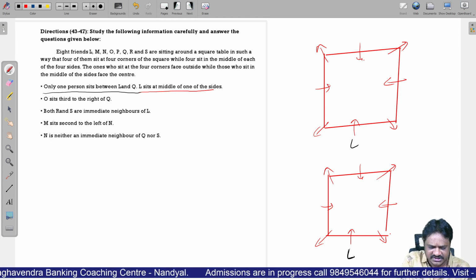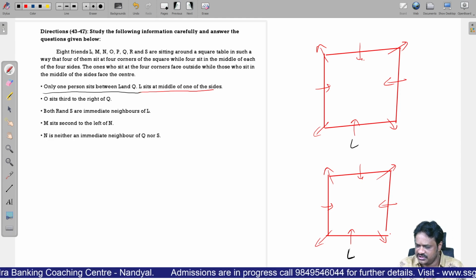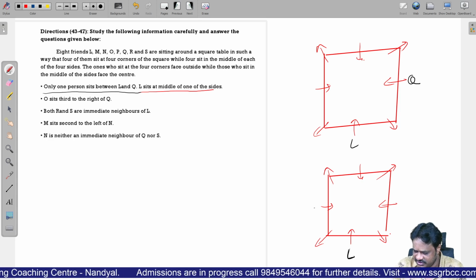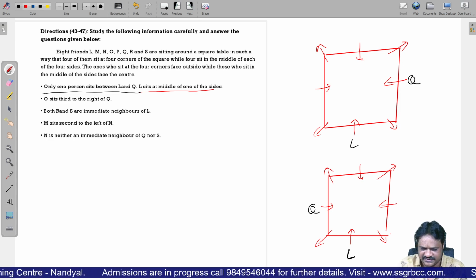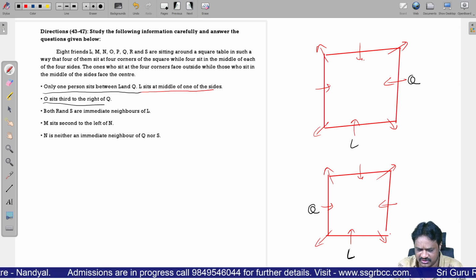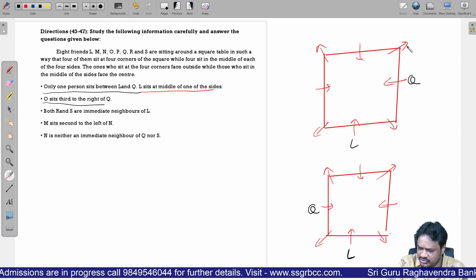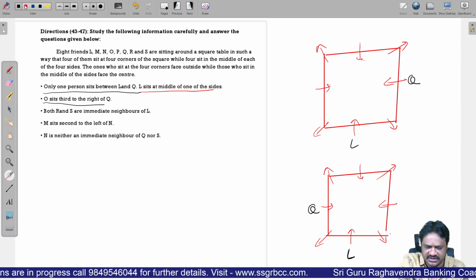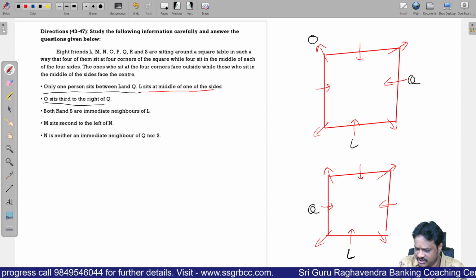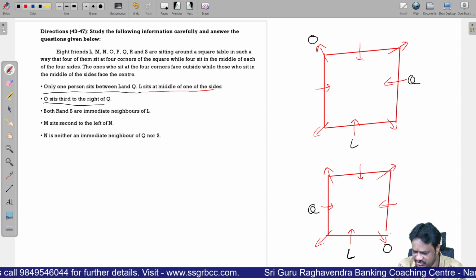Only one person is there in between L and Q. You can take this in two possibilities, either to the right side or to the left side. O is sitting third to the right of Q. This is Q. Q right, first, second, third. Here you can write O. Q right third is O.